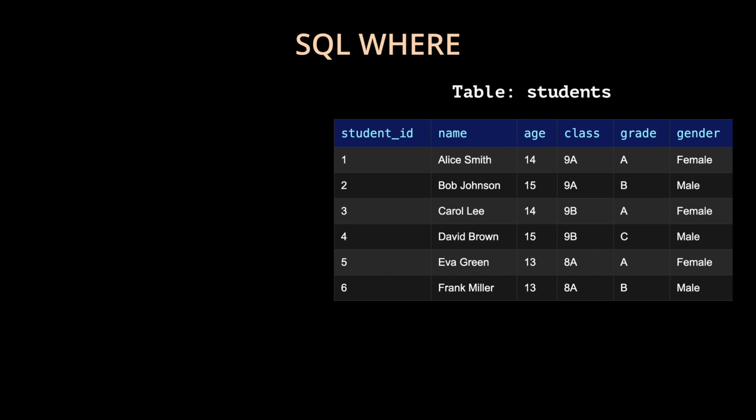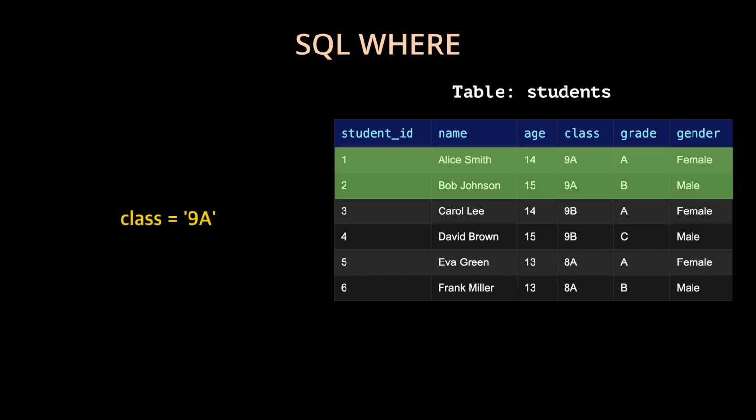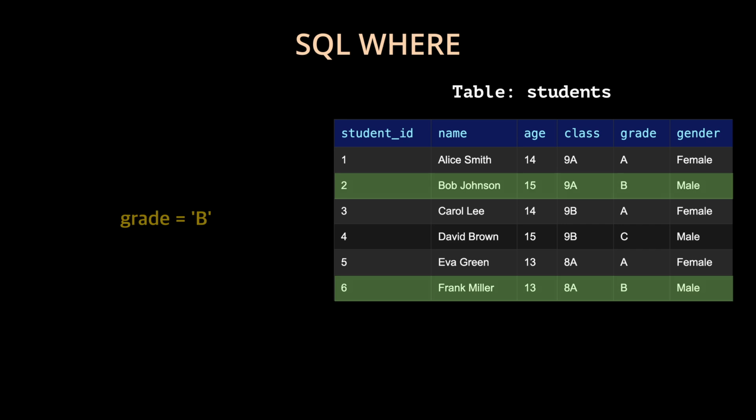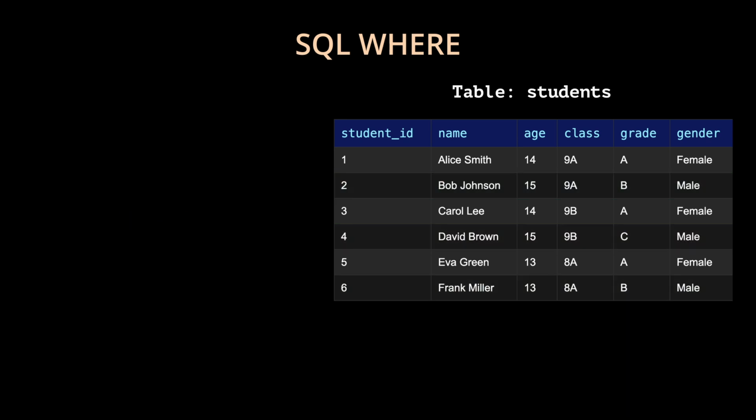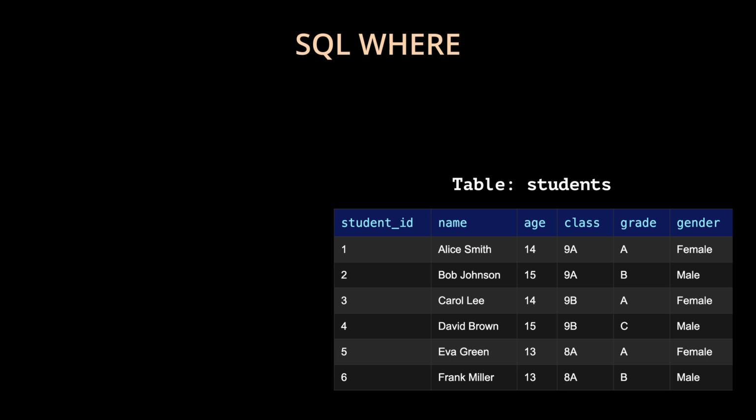When querying a table, you often don't need all the data. For example, in a students table, you might only want to see students in a specific class, those with a particular grade, or even students above a certain age. The WHERE clause allows you to filter your results to include only the rows that match specific conditions.